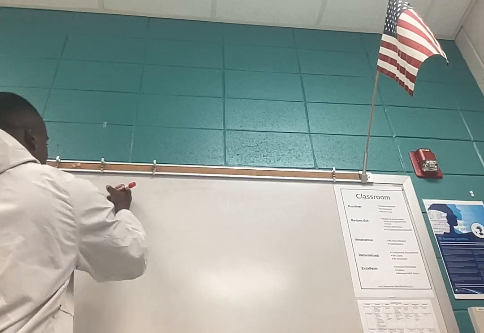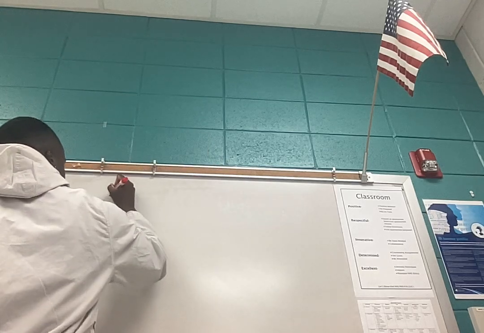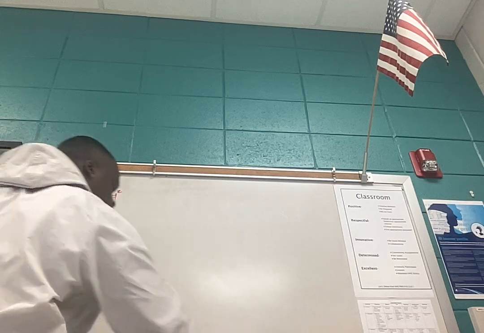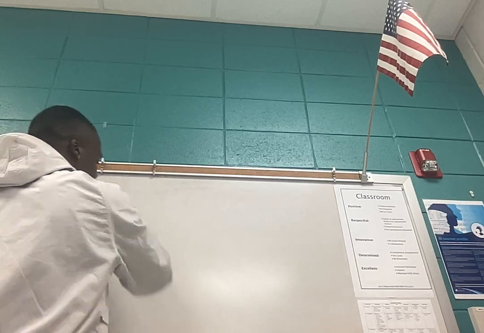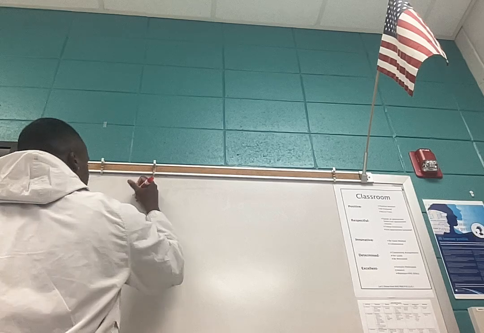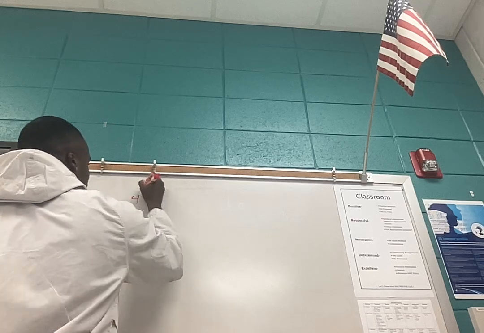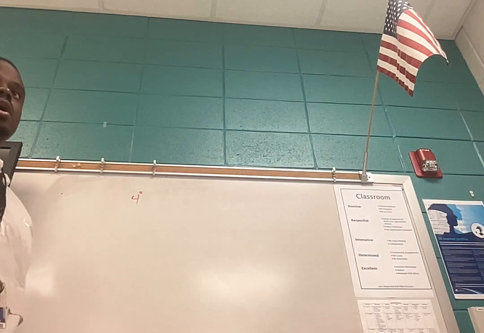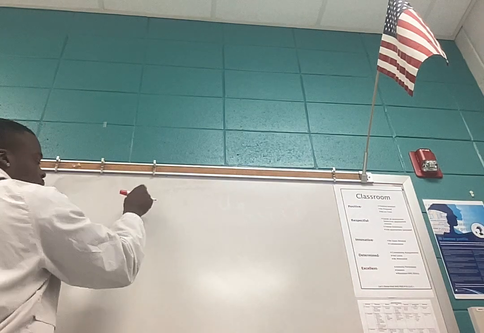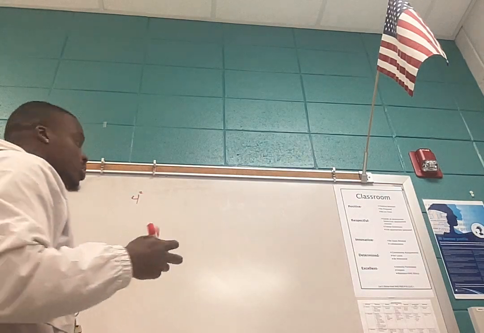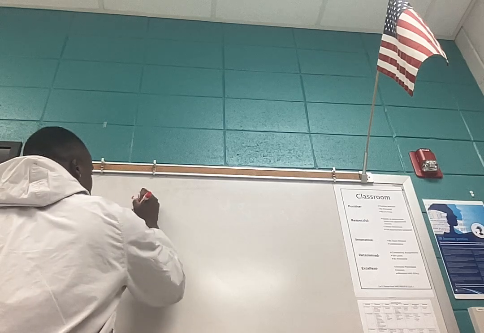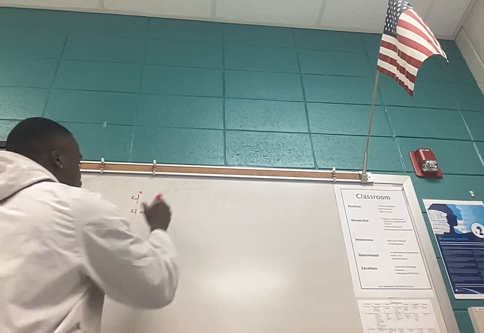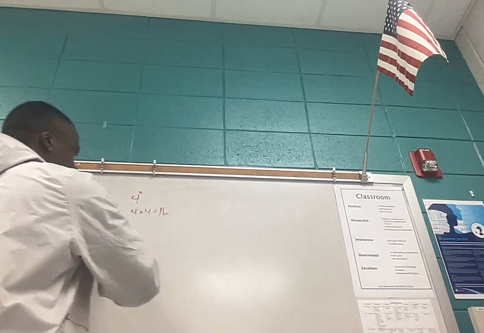All right. So if you look on your paper, let's go over number 1. Before we get started, let's talk about 4 squared. When you see 4 squared, what does that mean? We're multiplying, right? So when we see 4 squared, what are we doing? 4 times 4. So we're doing 4 times 4 equals what?